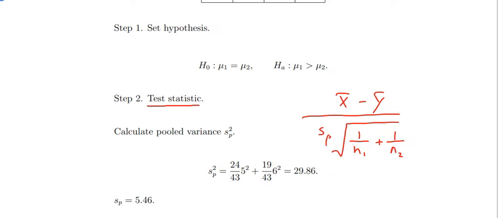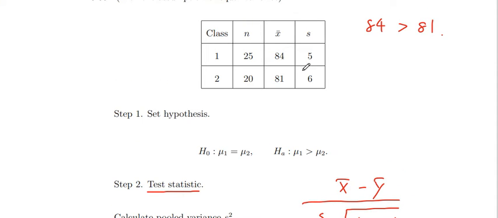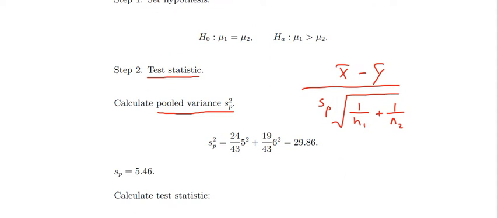In order to apply the formula, at first we want to find the pooled variance. We have two standard deviations, 5 and 6. The variance is just the square, right? So we have two variances: one is 5 squared, or 25, the other one is 6 squared. The pooled variance is the weighted average of those two numbers. Weighted on what? On their degrees of freedom.